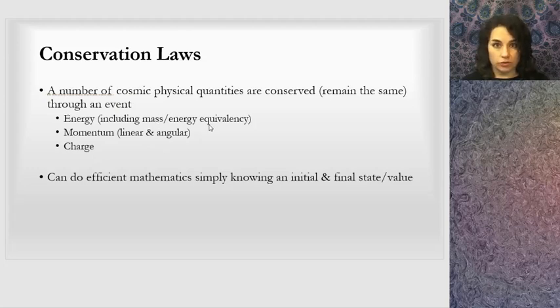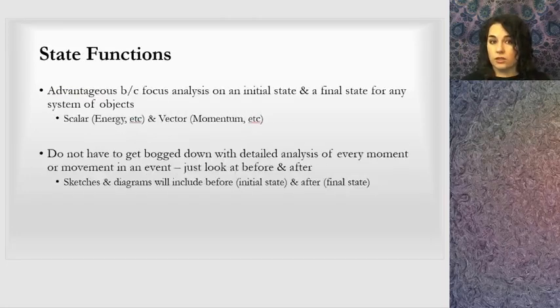Mass is generally conserved as long as there's not a transition between mass and energy. Charge is conserved. These are fundamental quantities in the cosmos that we as physicists can trust will be conserved and which will drive our calculations and how we conceptualize and formalize what's around us. It's efficient mathematics simply knowing the initial state and a final state. There are things that happen in between, but it's so efficient just to look at initial and final and go from there. So that's the utility of state functions.